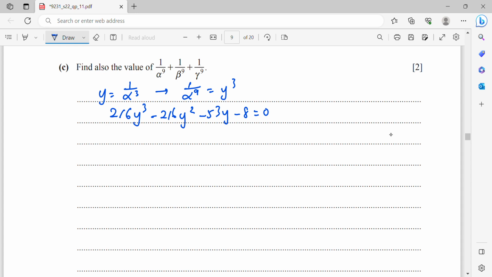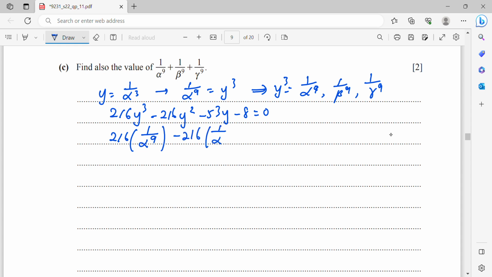From here, y cube equals 1 over alpha degree 9, 1 over beta degree 9, and also 1 over gamma degree 9. So now replace: 216 times 1 over alpha degree 9 minus 216 times 1 over alpha degree 6, because it's power 2. Your y is 1 over alpha cube, 1 over beta cube, 1 over gamma cube as well. So then minus 53 times 1 over alpha cube, where y equals 1 over alpha cube. Then minus 8 equals 0.